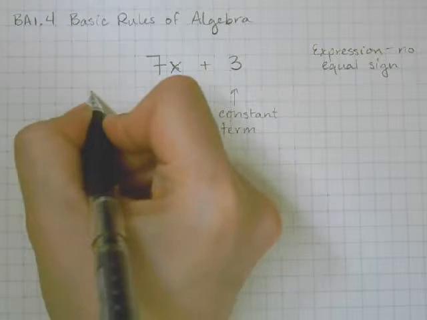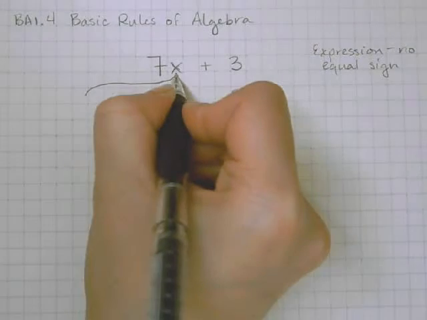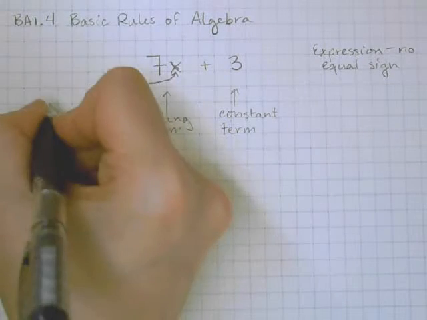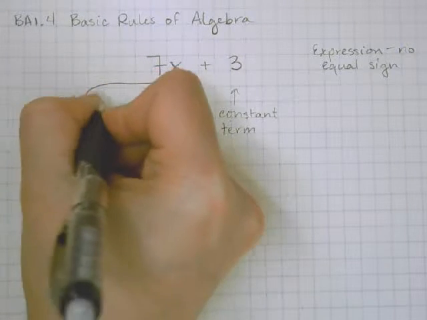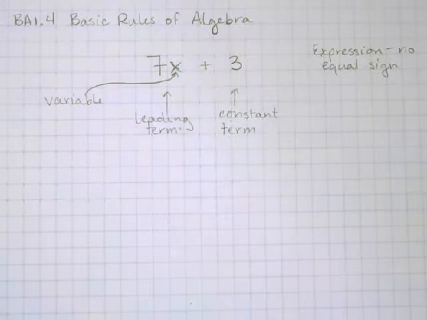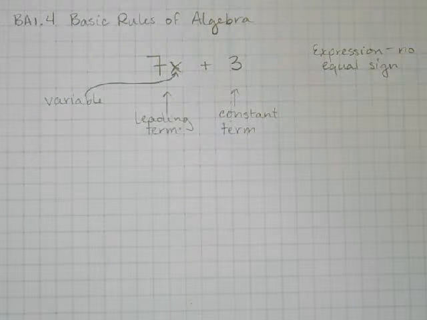Part I skipped over is what x is, which we talked about earlier in the chapter, is the variable. So a letter meant to represent any number of different values.